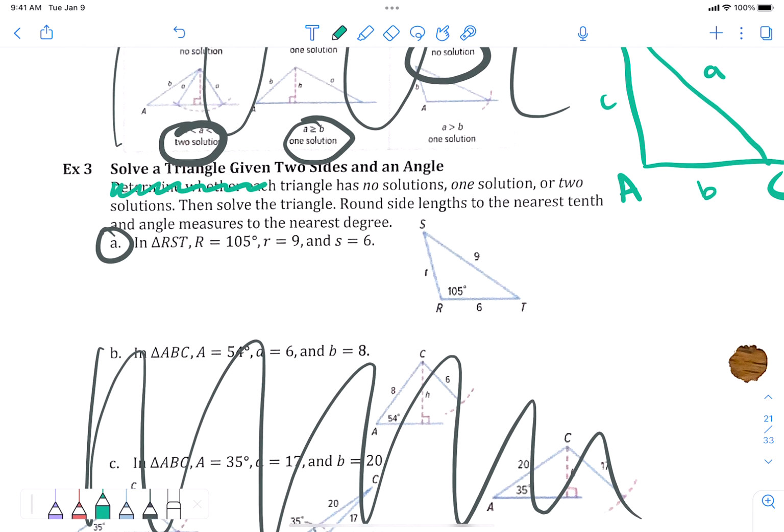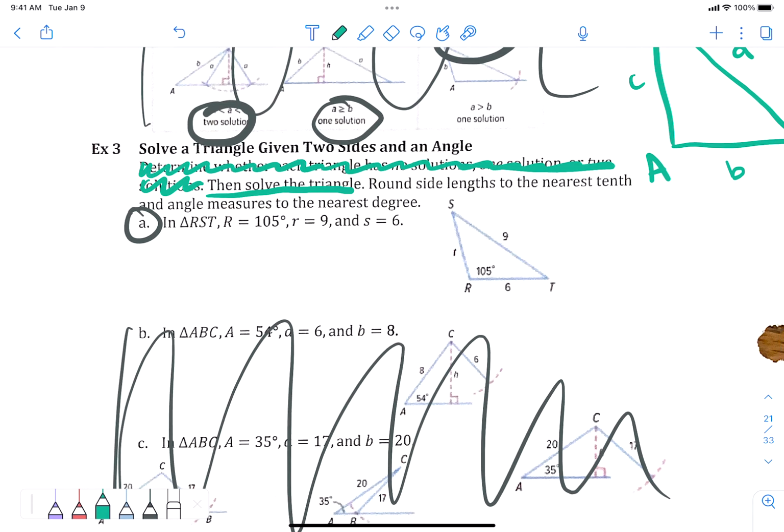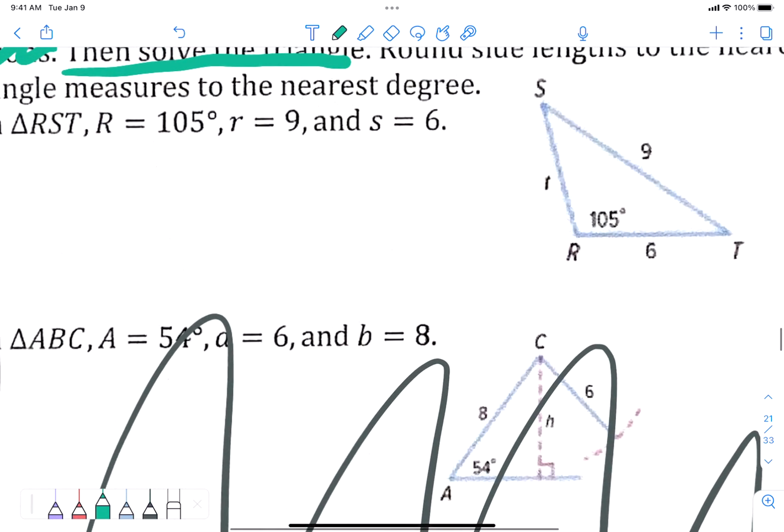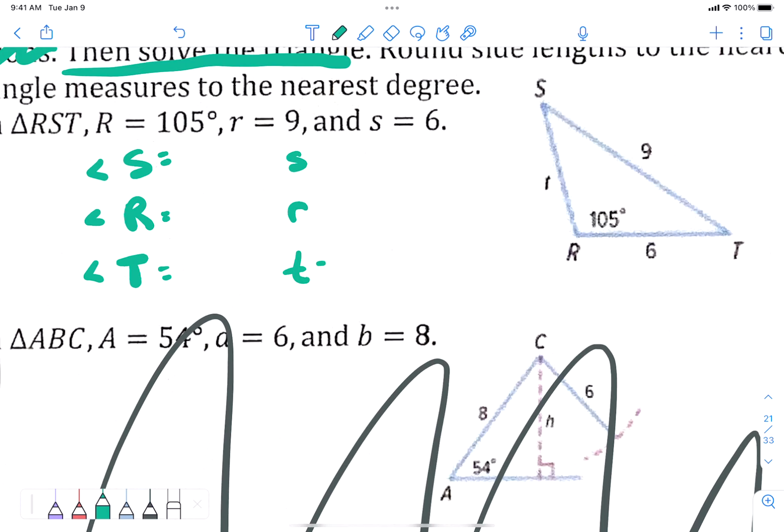All right, let's go down to example 3. I'm going to get rid of the instructions where it says determine whether each triangle has no solutions, one solution, or two solutions, then solve the triangle. We are only going to solve the triangle and not worry about all that other stuff. When it says solve the triangle, that means solve for everything that's not already there. So I'm just going to list out everything and we'll fill in what we have and what we need. We have angle S, angle R, angle T, and then lowercase s, lowercase r, lowercase t, which are the sides. So 3 pieces of information we will know, and then we're solving for the other 3.